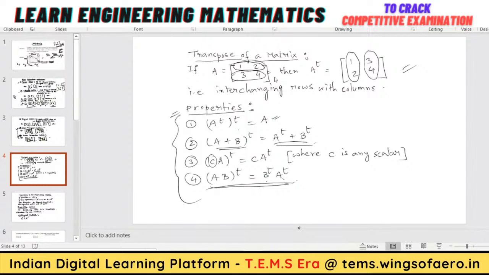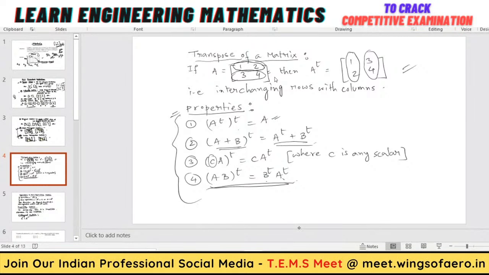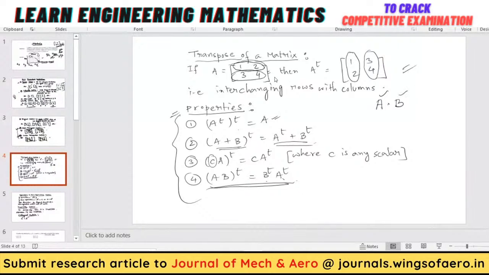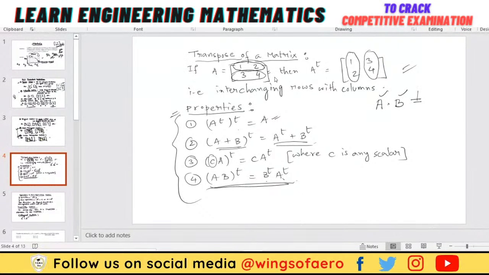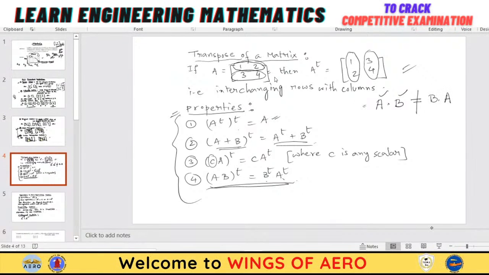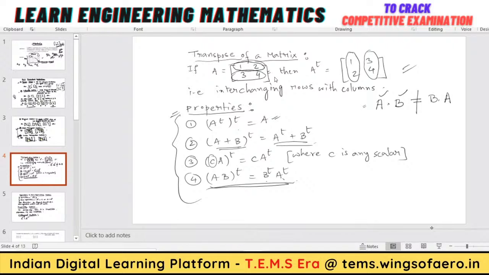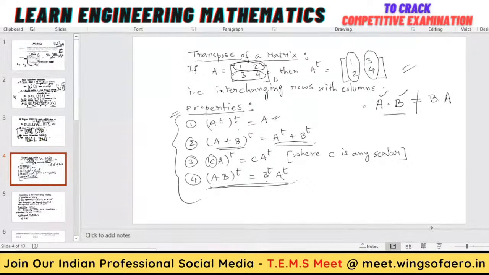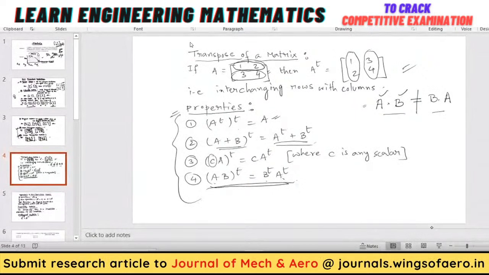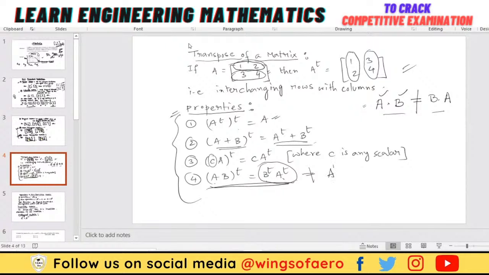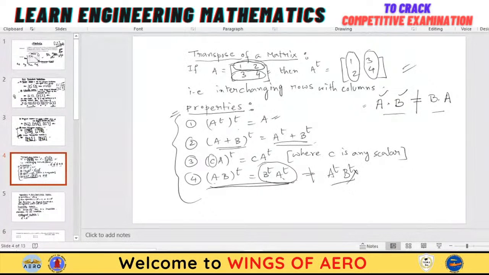Matrix multiplication is not commutative. Means A into B, where A is a matrix and B is a matrix, is not always equal to B into A. In some cases if you write that A into B is equal to B into A, no, this is not always possible. The commutative property doesn't hold in matrices. So in this case, AB whole transpose is always B transpose into A transpose. You cannot write it as A transpose into B transpose. This is wrong.